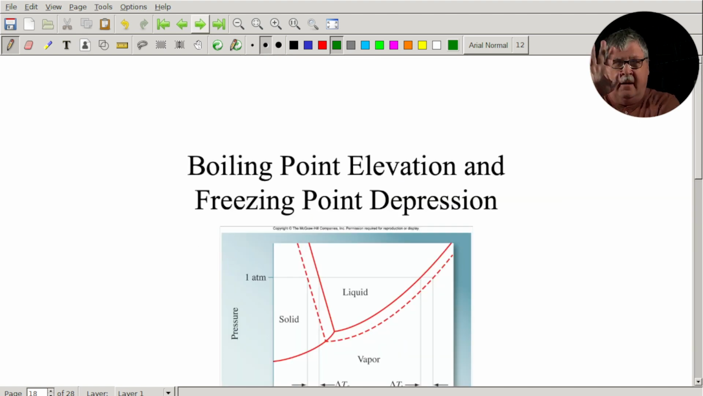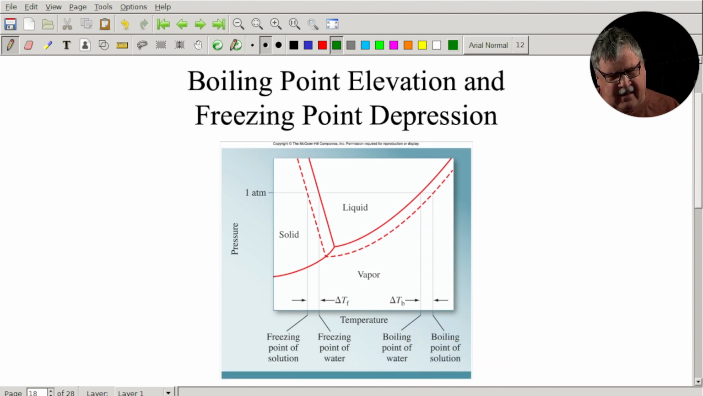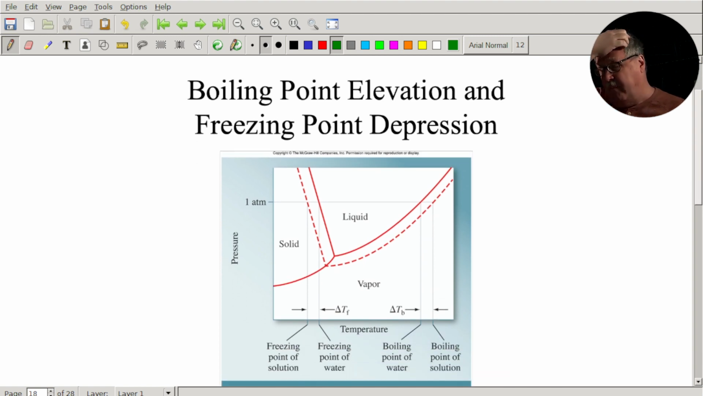Okay, enough consumer advocacy for the day. Let's talk about some more practical colligative properties that are useful. And again, you're going to put some of this to the test if you're taking Chem 126 this semester.